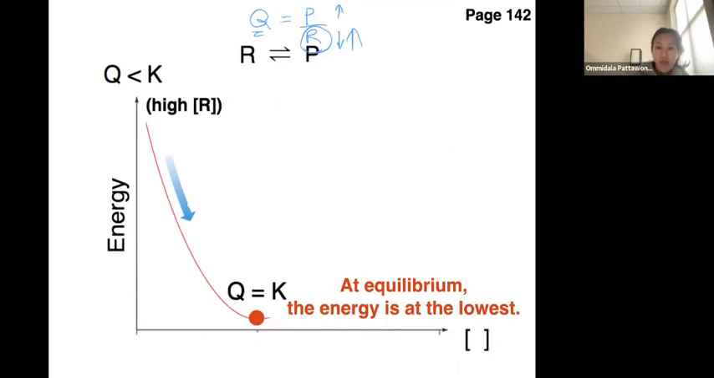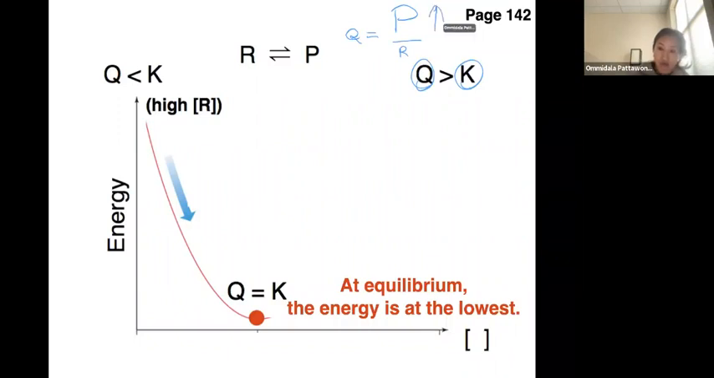Now, same thing, if you start off with a high concentration of the product, when Q is greater than K, this is not at equilibrium yet. This indicates that at this point, you have more of the product than the reactant. So you are going to end up with a high value of numerator, higher than the denominator, and a big value of Q. Since the concentration of product is high, the energy at this point is also high as well. So it's not stable.